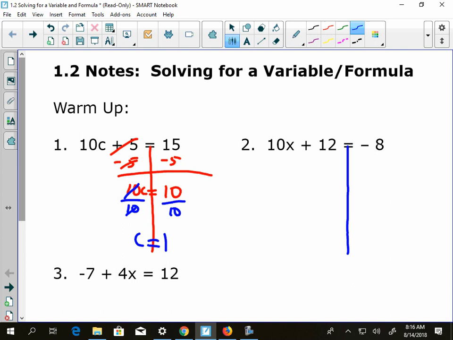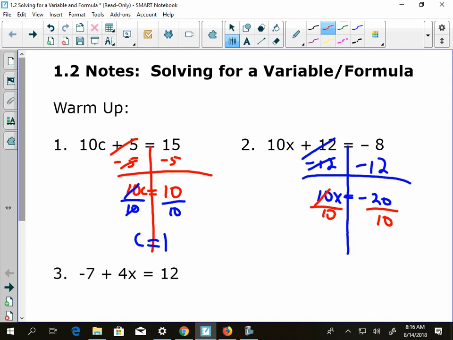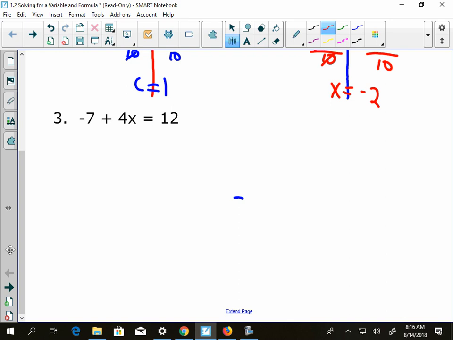And we're going to go faster on this. I'm going to start skipping steps because you have to understand this. 10x equals negative 20. The number next to the letter goes on the bottom of my fraction. X equals negative 2. Now, if you have a question on this, you come back after school and ask me. You have to invest your time to learn this stuff if you didn't learn it.